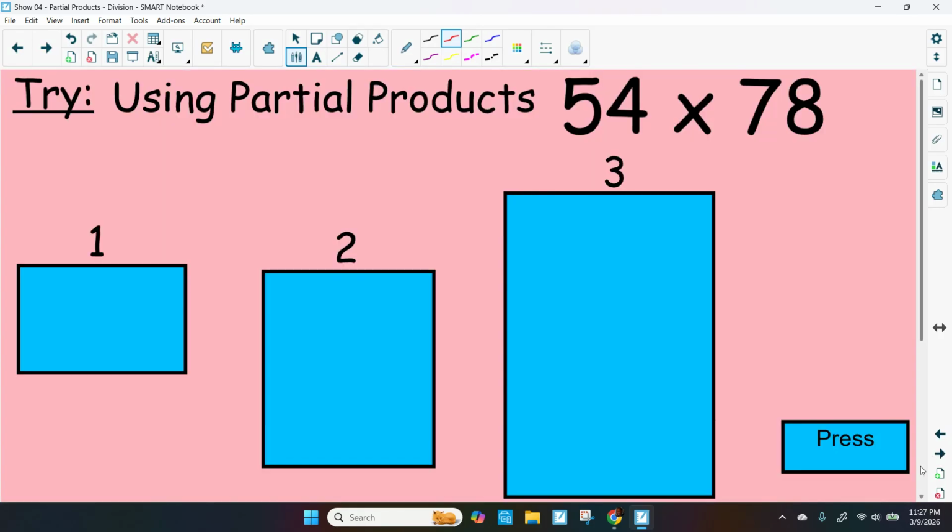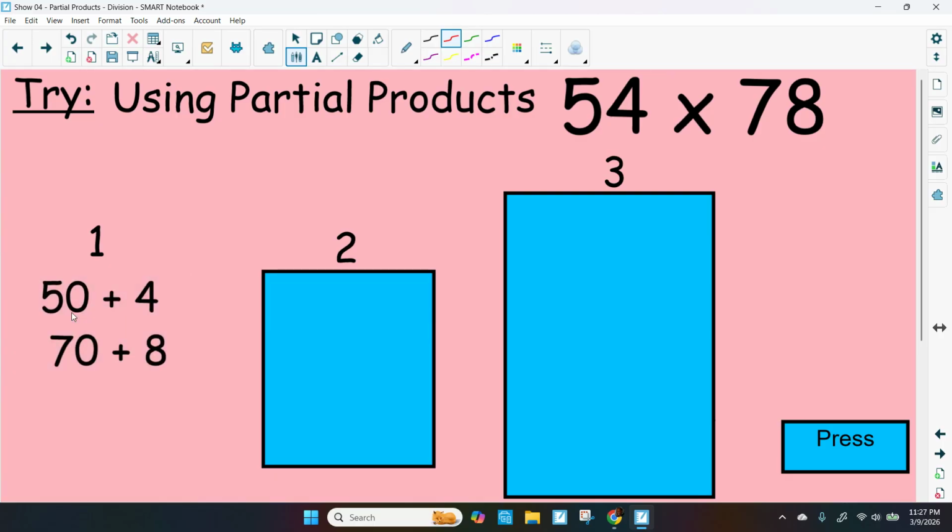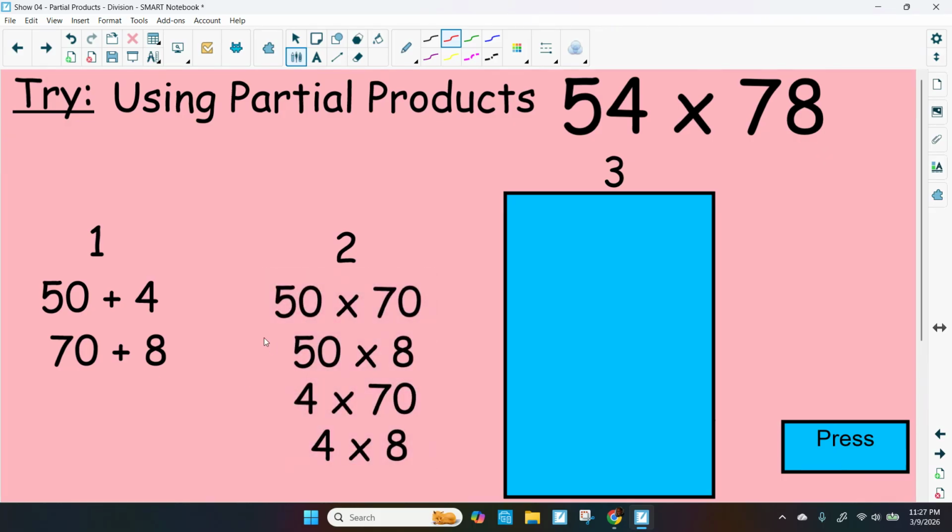So using partial products, 54 times 78. Our first step is to decompose, take down the 54 to tens and ones. That's 50 plus 4. And we'll also break down the 78 to 7 tens, which is 70 plus 8. So we have it broken down. So we're going to multiply 50 times 70, and I like to do a little bit of drawing on this.